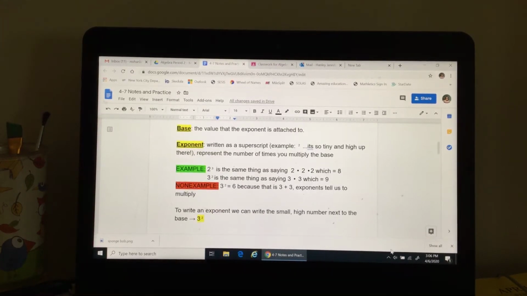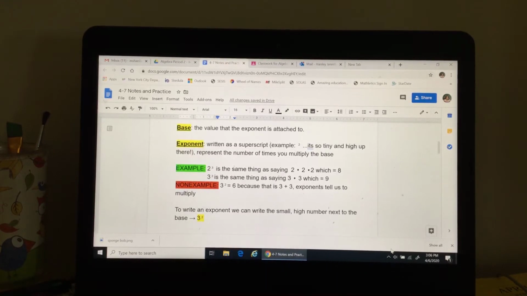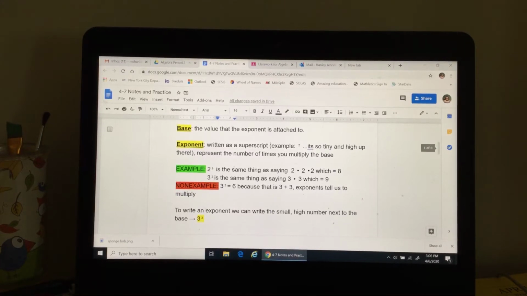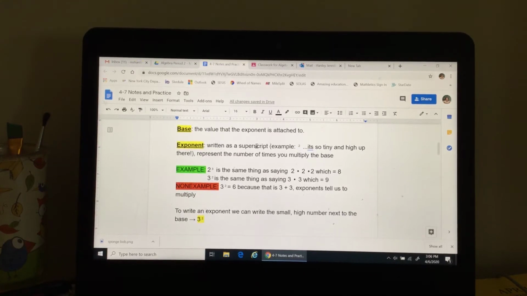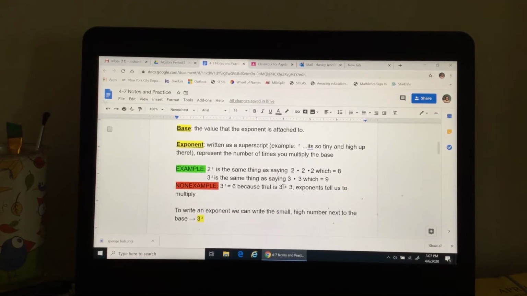Scrolling down, I just defined some terms. So again, base is what the exponent is attached to, and the exponent is written as a superscript. And I'm just going to point out my example. The 2 up here, see how it doesn't look like a normal 2? You can kind of see an example of my normal 2 down there. It's really high and it's really small, and we call that a superscript. Like Superman flies high in the air, it's called a superscript, so it's a number high.